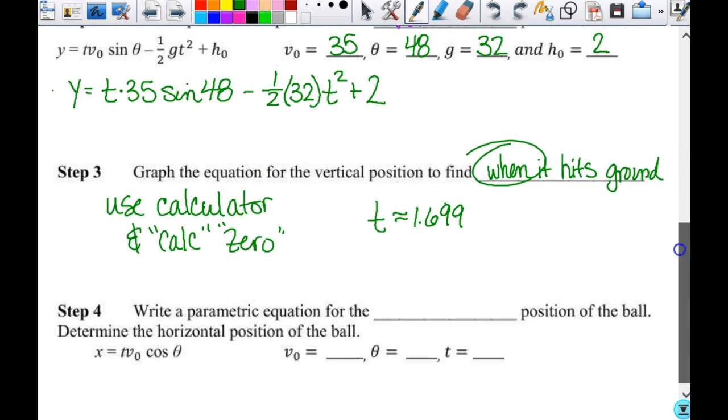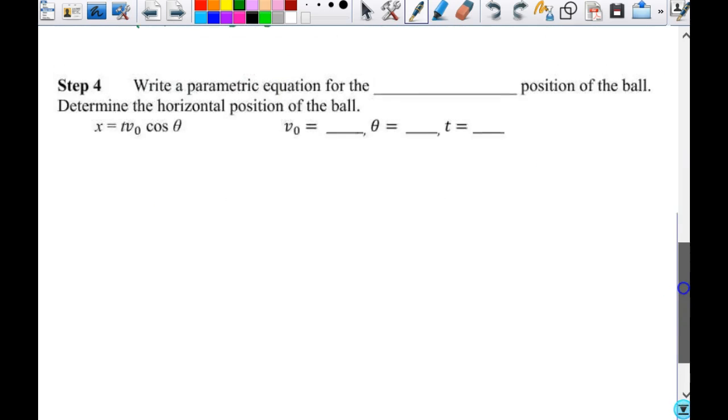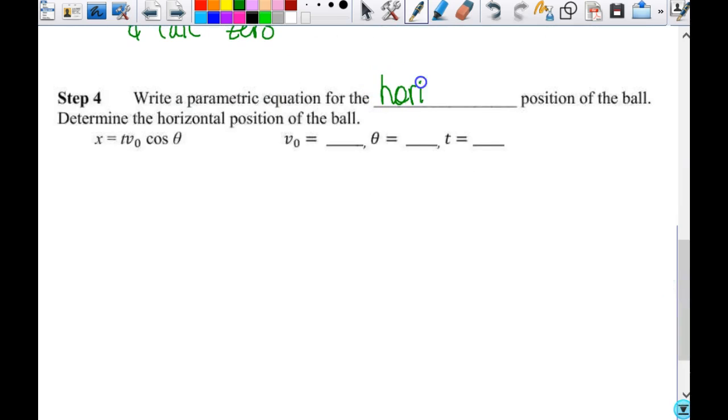All right, so now we are going to write the parametric equation for the horizontal position of the ball. This is the generic one that we use. Our v sub 0, we know what that is. It's the same, it was 35. Our theta is the same, which is 48. But for this one, I need the t, so that I can write it with just a t, but I know what t is, so I can actually determine the position of the ball. So t here is 1.699, so we're going to use that stored in the calculator.